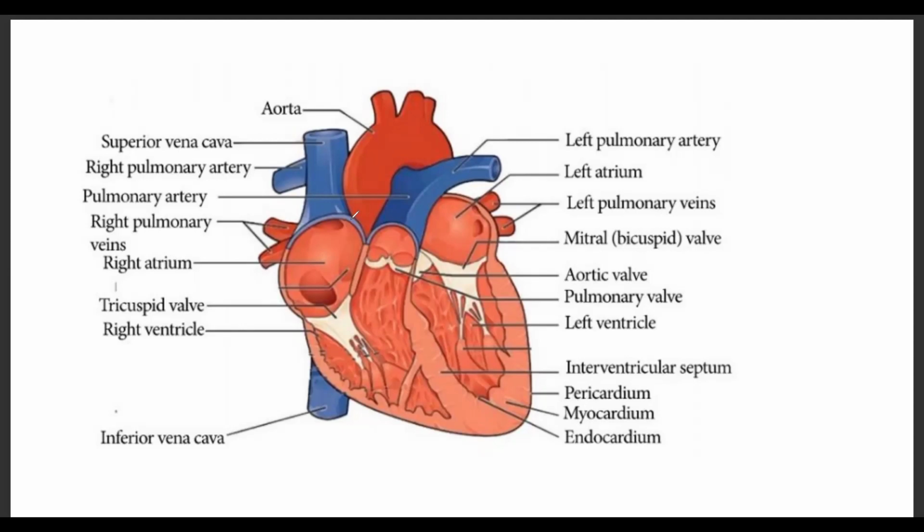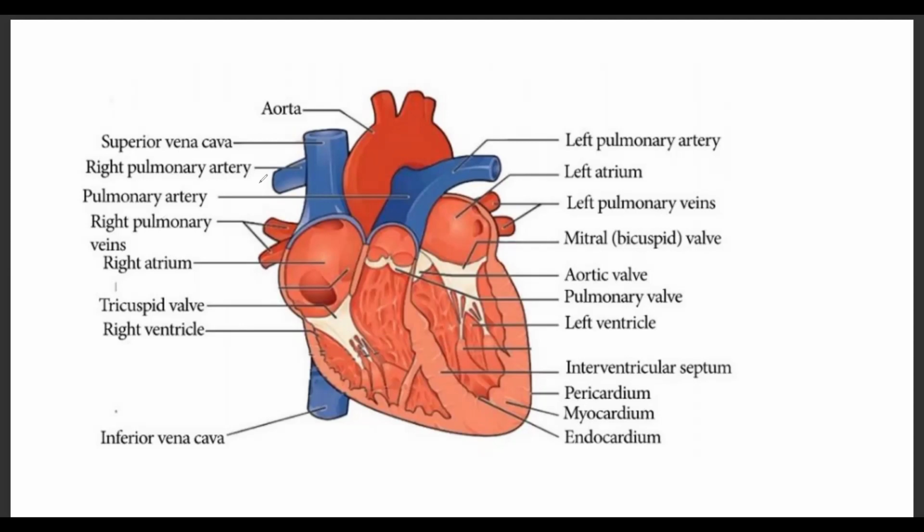Atrioventricular valves, because they divide atria and ventricles on each side. The right atrioventricular valve is called tricuspid because there are 3 flaps. Right? 3 flaps. So it is called tricuspid. And on the left hand side, it is called mitral valve or bicuspid because it has 2 flaps.